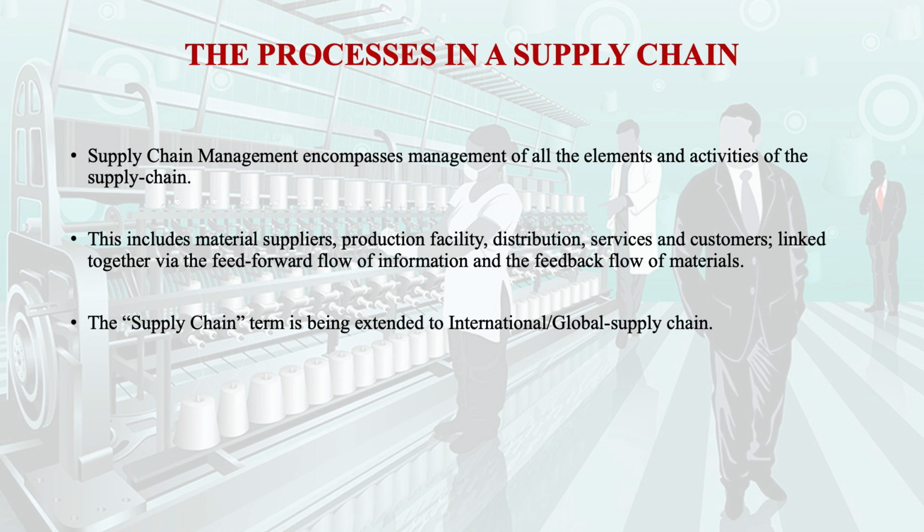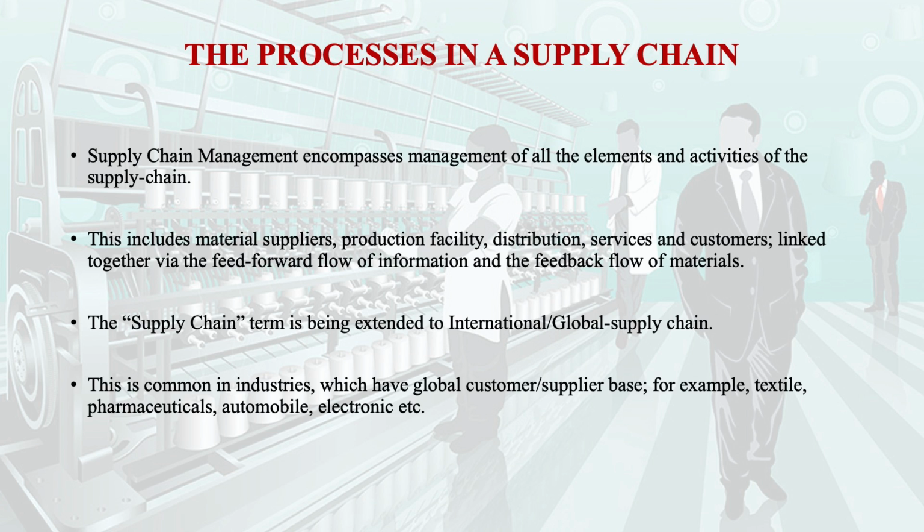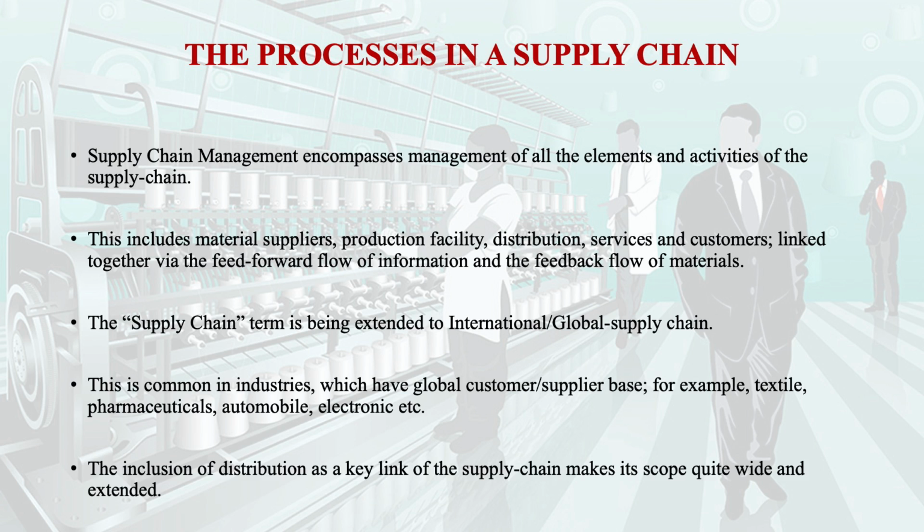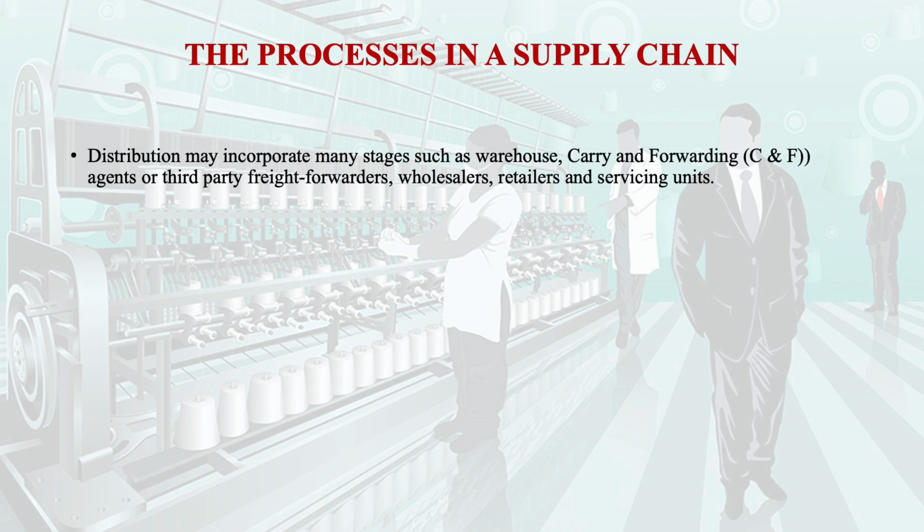The supply chain term is being extended to international or global supply chains. This is common in industries which have a global customer and supplier base, for example, textile, pharmaceutical, automobile, electronic. The inclusion of distribution as a key link of the supply chain makes its scope quite wide and extended. The distribution may incorporate many stages such as warehousing, carrying and forwarding agents, or third-party freight forwarders, wholesaler, retailer, and the service unit.